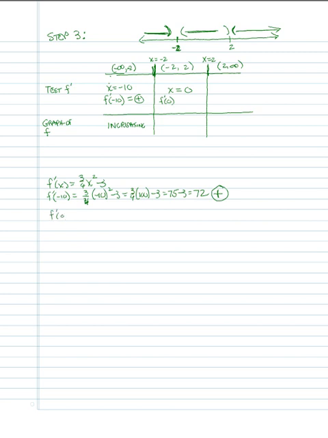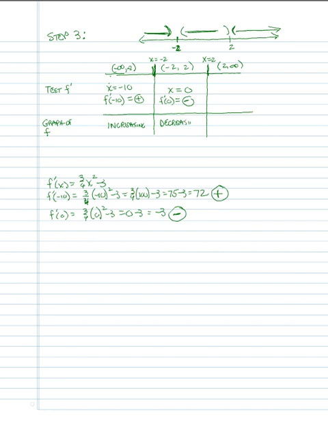F prime of 0, well, that's 3/4 times 0 squared minus 3. That's 0 minus 3, or negative 3. So this tells us that when x is equal to 0, the slope of the tangent line is negative 3. But mostly, the slope is negative. And so that tells us that the tangent line is going down. Hence, the graph is going down. So when we find the derivative is negative in here, now we know the function is decreasing on this interval.